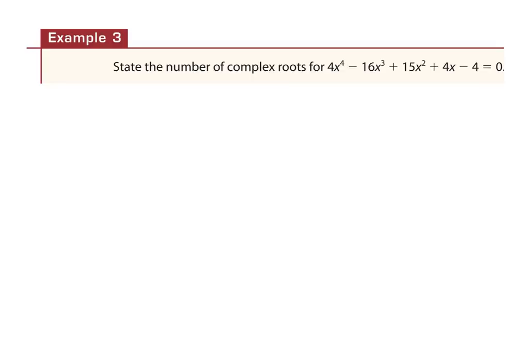And if it says state the number of complex roots, that's an easy question. You literally just have to look at the degree. The number of complex roots that this is going to have is going to be 4. That's all you have to answer. When it asks what the number of complex roots is, you look at the degree, which is your highest exponent, and you say it's going to have 4. That's how many it's going to have.